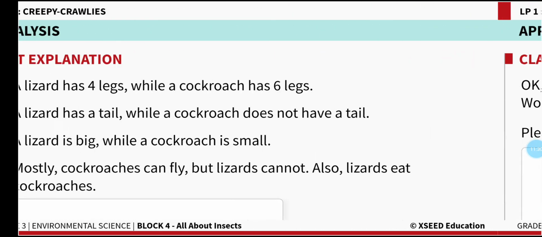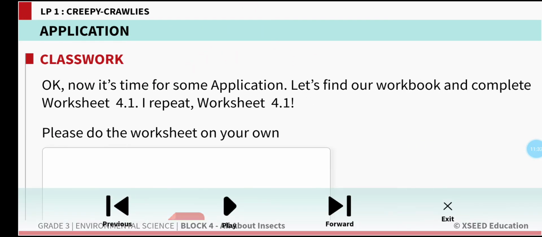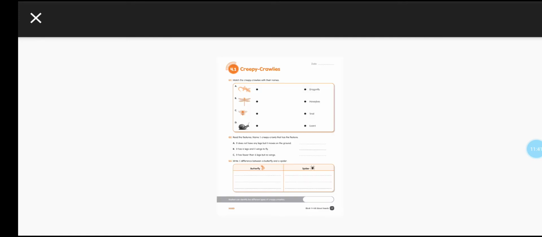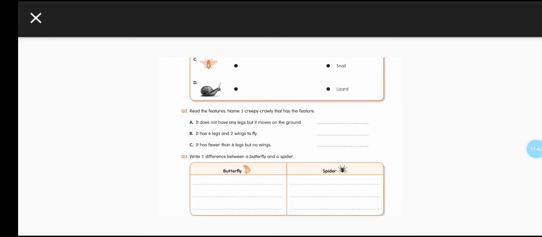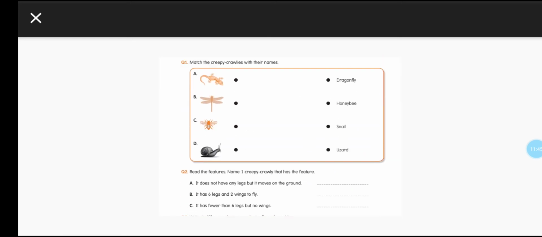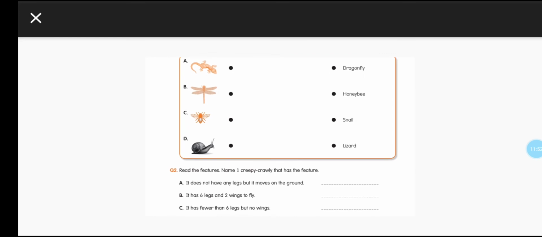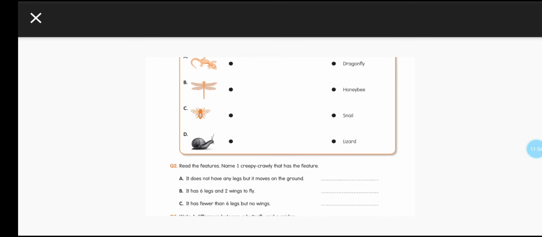You can see the different creepy crawlies' pictures are given in your content book, children. Page number 22. They are different based on their colors. They are different based on their size. Like spider is very small, cockroach is big. Like grasshopper is green in color and ladybird is red in color. And some are small and some are big. Like mosquito is small and centipede is big.